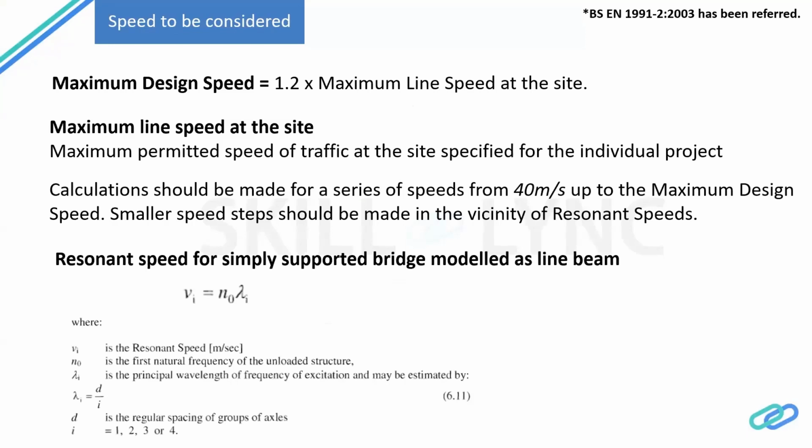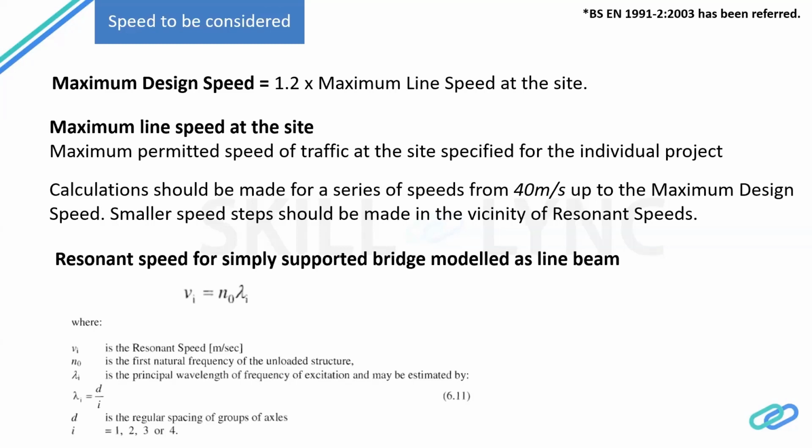Then the speed to be considered. In our dynamic analysis, what we usually do is run the vehicle load by performing a time history analysis from minimum speed to maximum speed. The minimum speed is 40 meters per second. That is because this is shown only for high speed trains, so it comes to around 140 kilometer per hour. But for a normal train, we can start from even 0 kilometer per hour or 1 kilometer per hour up to the maximum speed.